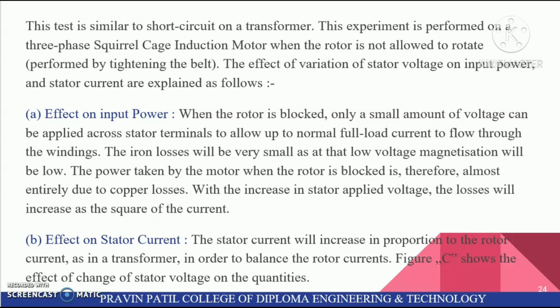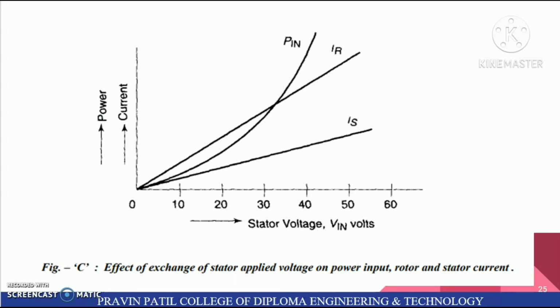Effect on stator current. The stator current will increase in proportion to the rotor current, as in a transformer, in order to balance the rotor currents. Figure C shows the effect of change of stator voltage on the quantities. So this is figure C, in which you can see the effect of change of stator applied voltage on power input, rotor and stator current.